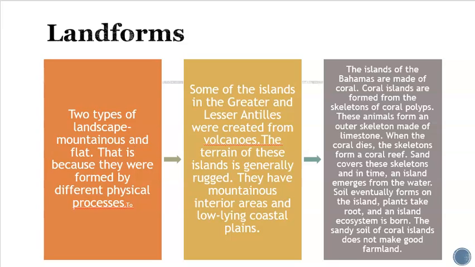When the coral dies, the skeletons form a coral reef. Over time, sand covers these skeletons, and in time, an island will emerge from the water. Eventually, soil will take root on the island, and then plants will grow, and then you have an ecosystem that is born from that, and that is how the Bahamas came to be.